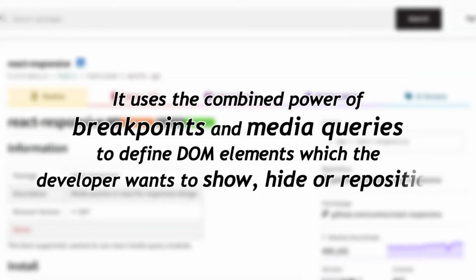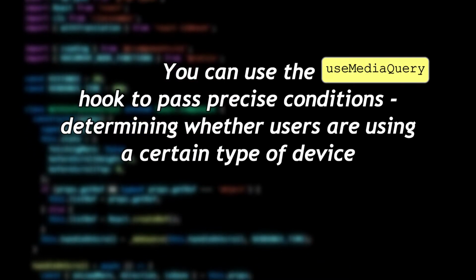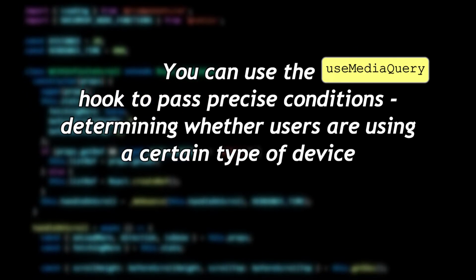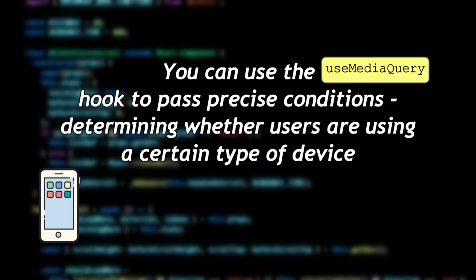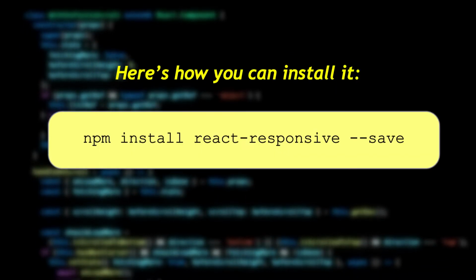It uses the combined power of breakpoints and media queries to define DOM elements which the developer wants to show, hide, or reposition. You can use the useMediaQuery hook to pass precise conditions, determining whether users are using a certain type of device like a cell phone, desktop, tab, or TV monitor. Here is how you can install it.